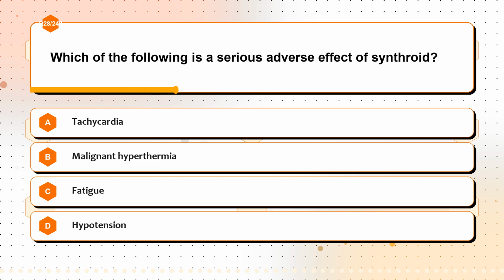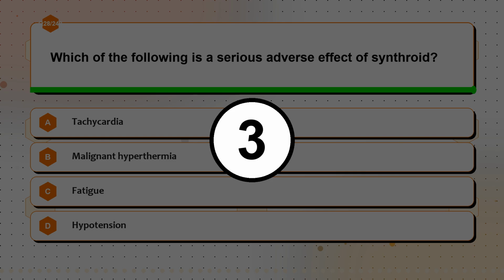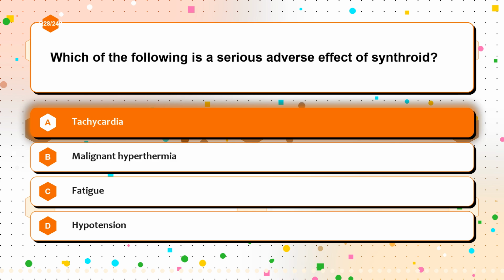Question 28. Which of the following is a serious adverse effect of Synthroid? Here are the options. Option A, tachycardia. Option B, malignant hyperthermia. Option C, fatigue. Option D, hypotension. The correct answer is option A, tachycardia.